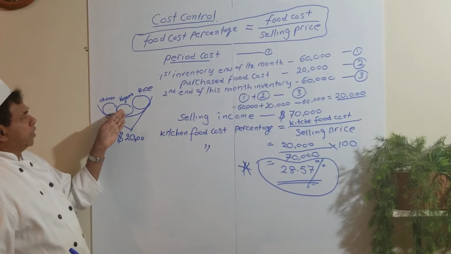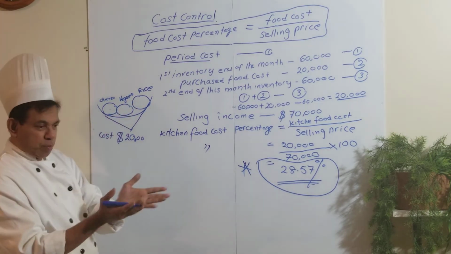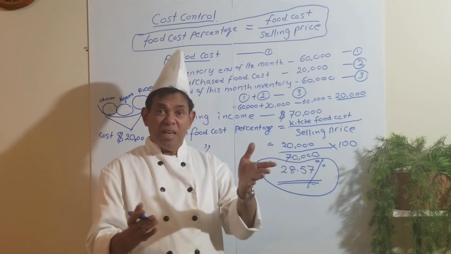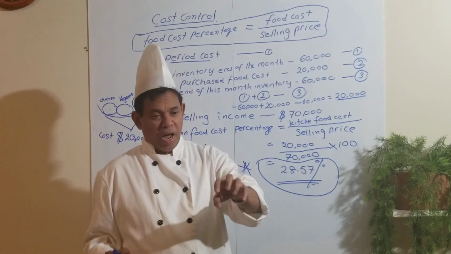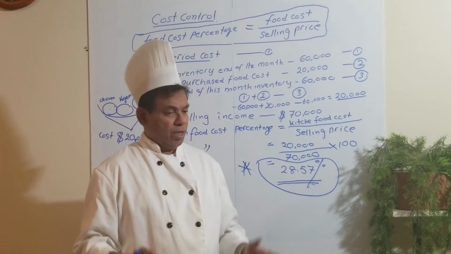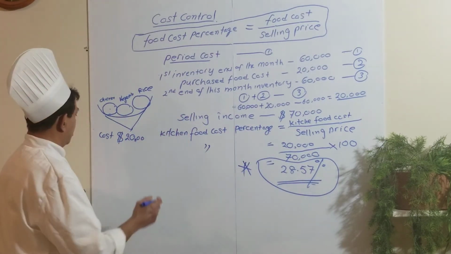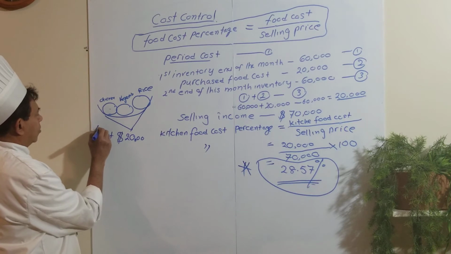Chicken, vegetable and rice. That is today's special plate. I make a special plate to sell with chicken, rice and vegetable. It costs me $20. That is my food cost.